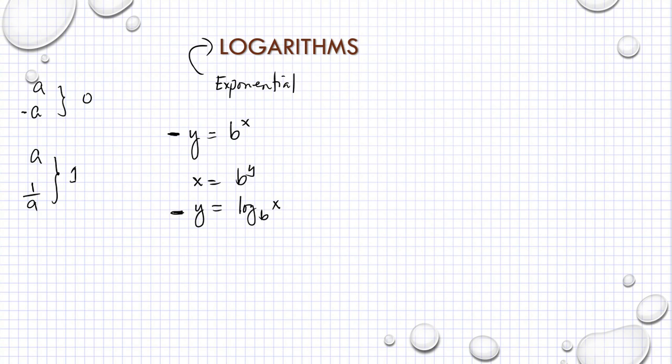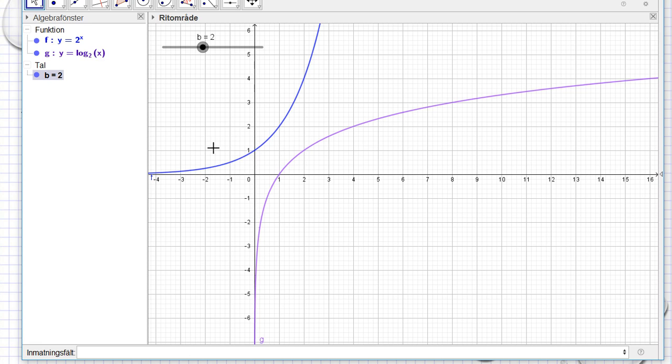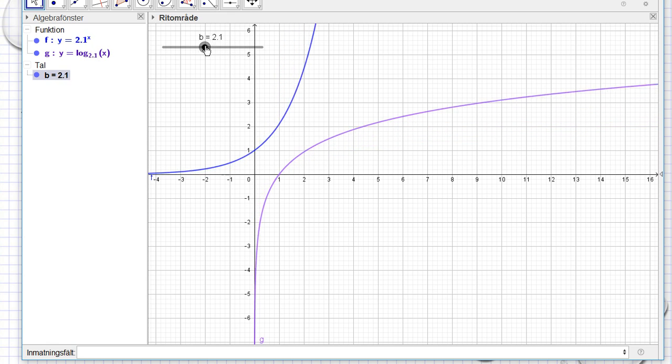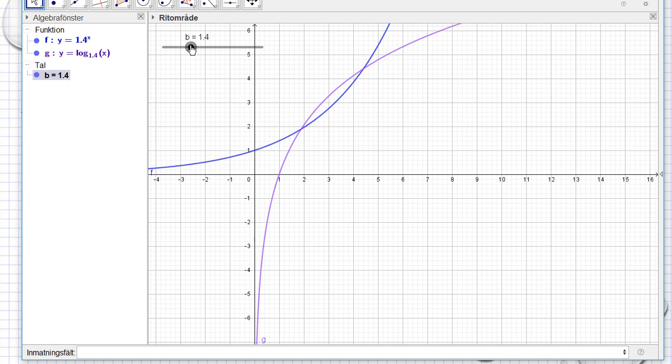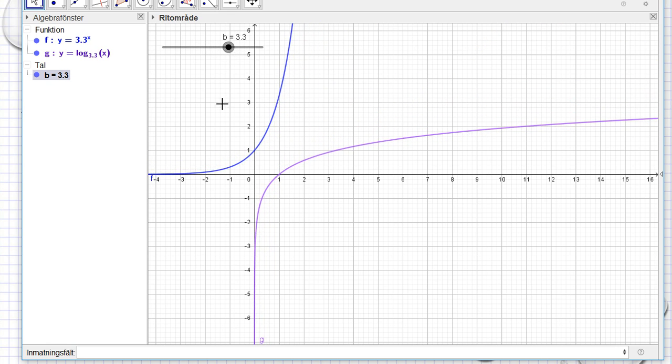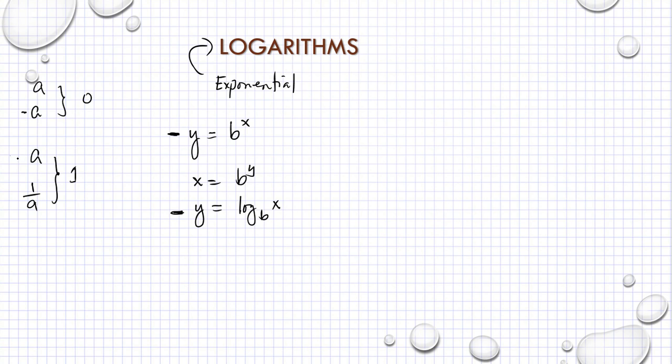Here is the graph of that. The blue one is the exponential function, and the pink one is the logarithmic function. If I change the base, it doesn't matter what the base is. As you can see, they are the mirror of each other. They are inverses, and that's the reason why we said that.